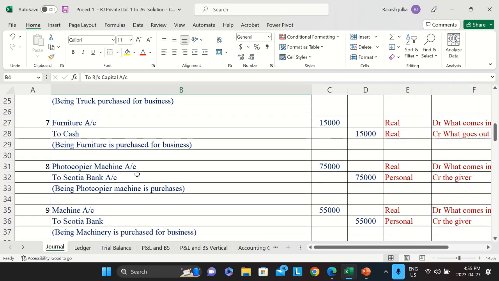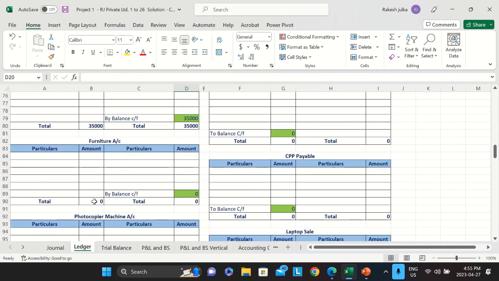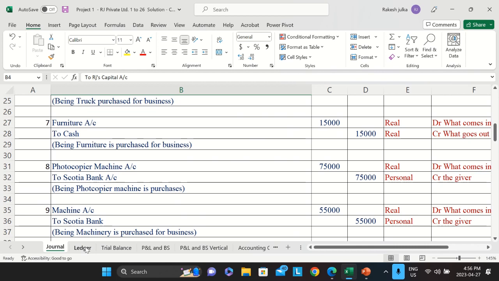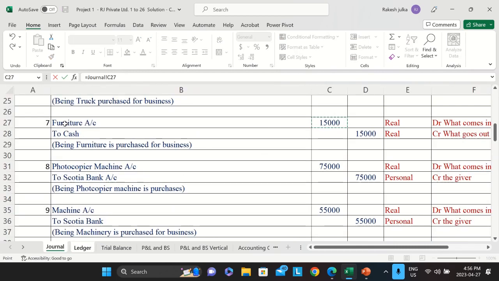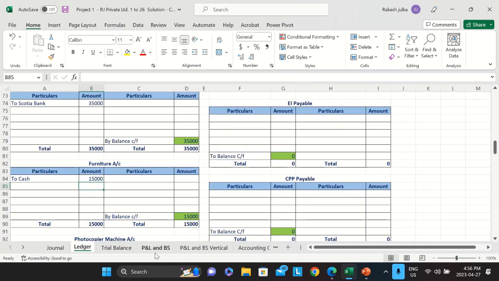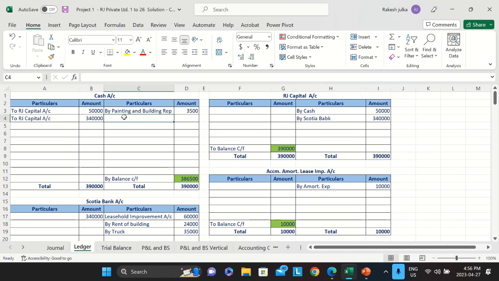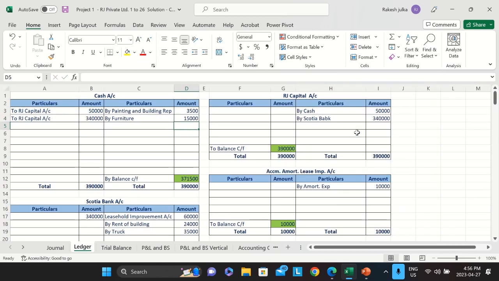Now the seventh transaction is the furniture account debit to cash 15,000. So furniture account debit to cash 15,000. Okay, so here I'm just going to put is equal to sign, and 15,000 in front of the furniture is 15,000. Press enter, and go to cash now. In cash account buy furniture. So buy furniture is equal to sign here, transaction number 7. So $15,000. So this is already done.